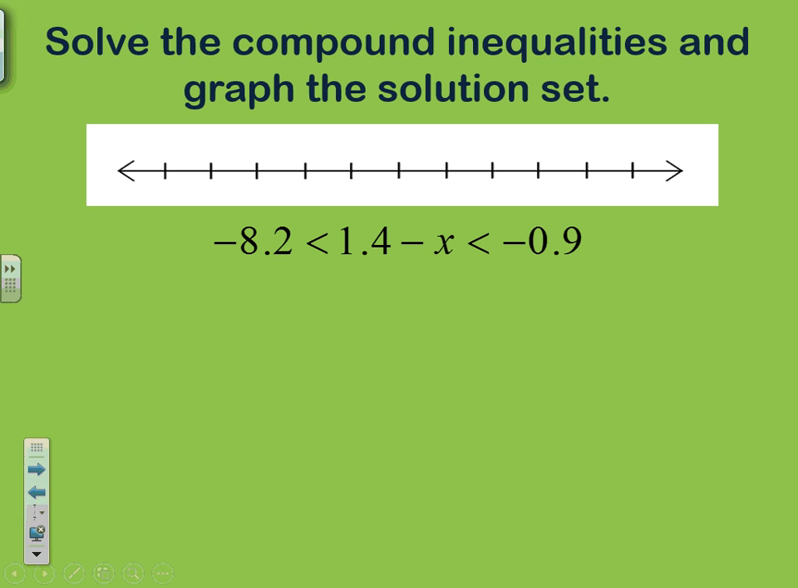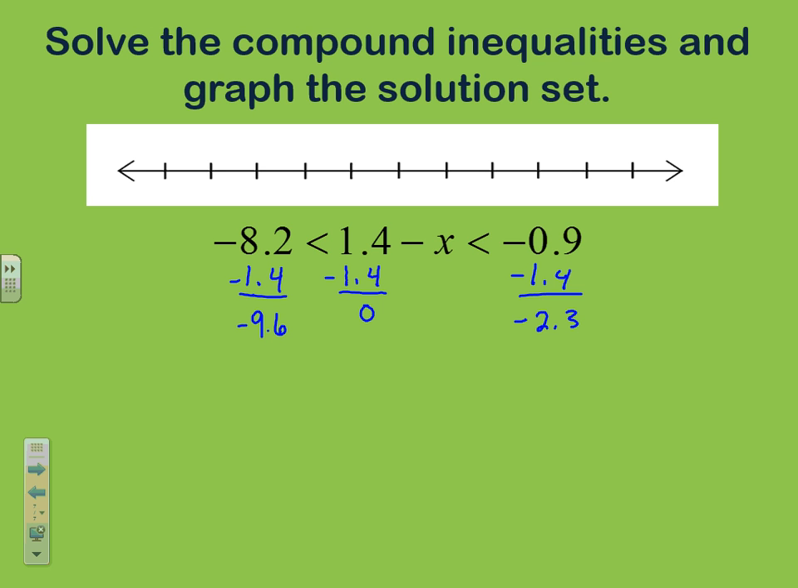So last example, another compound inequality. Begin by removing the constant in the middle, but we want to subtract 1.4 instead of adding. So minus 1.4, minus 1.4, and minus 1.4. On the far left side, that's going to give me a negative 9.6. In the middle, those two terms cancel and produce a 0. And here, this is going to give me a negative 2.3.